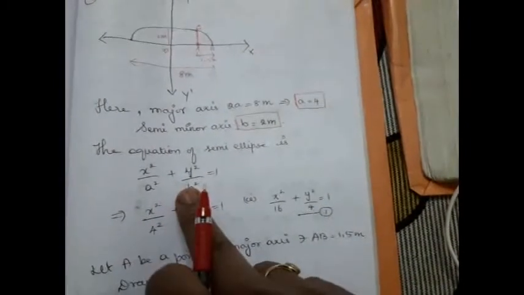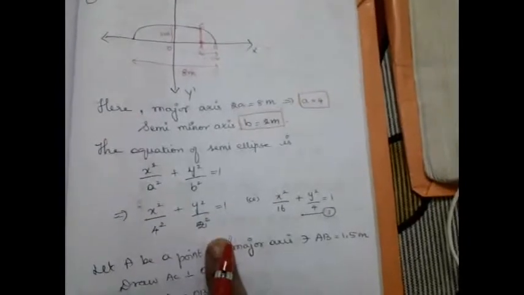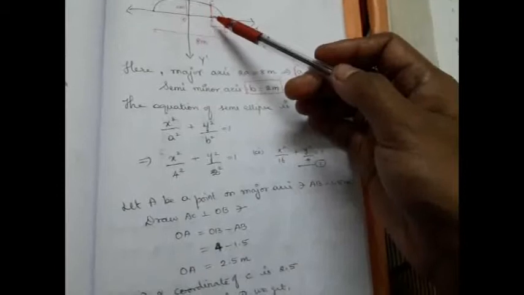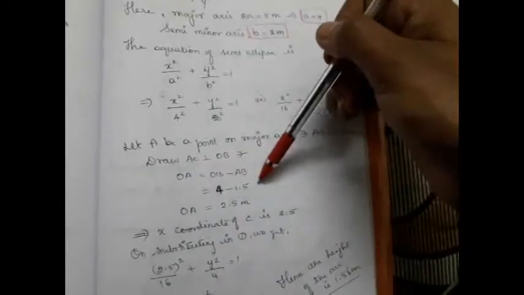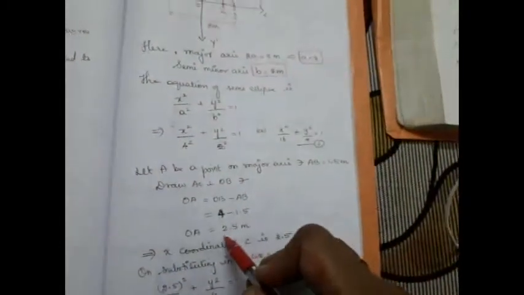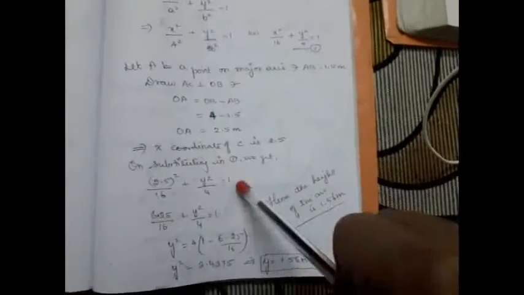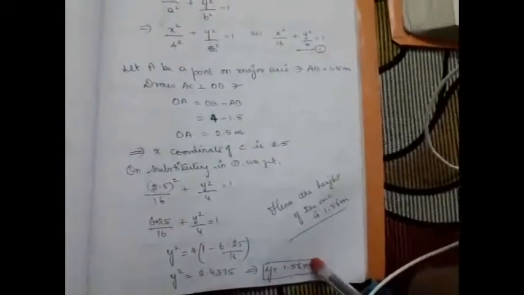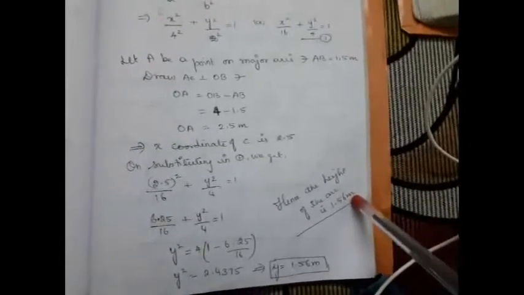If we substitute in the equation of the ellipse, what will we get? x square by 4 square plus y square by 2 square equal to 1. That is x square by 16 plus y square by 4 equal to 1, the equation of the ellipse. Now, we chose a point A. OA is OB minus AB, which is 4 minus 1.5. So, OA is 2.5. This is going to give the x value. We need to find the y value. So, at x equal to 2.5, we can substitute in the equation and find the y value.